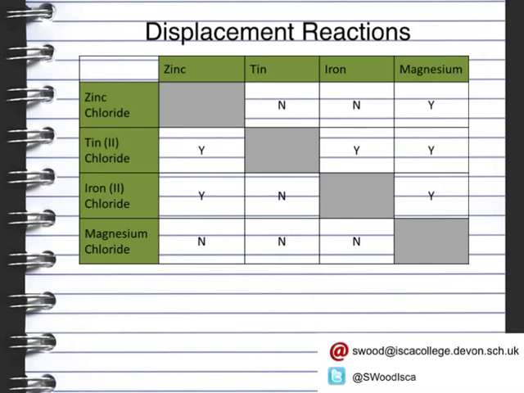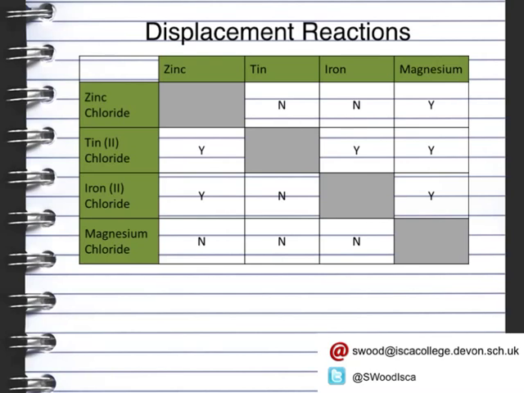Now if we look at these results, we can see the Y's give an indication of where a reaction has happened, and the N's are a no, there was no reaction. Now where we've got the grey squares is because we've got zinc with zinc chloride, so there will be some sort of equilibrium reaction where the zinc is just replaced by itself.